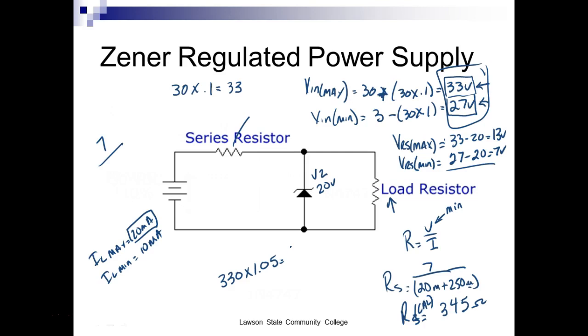Okay, so we can't use 330. Right? This came up to be what? 346. What's the problem? It's over that. We can't go over. We can go below, but we can't go over. So we won't use that. So what will we use? 300.